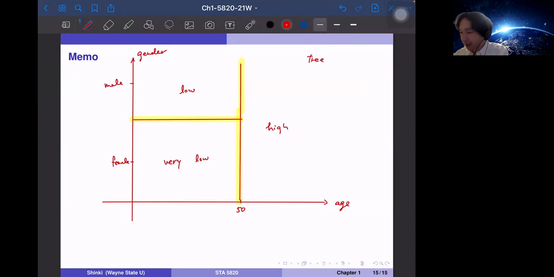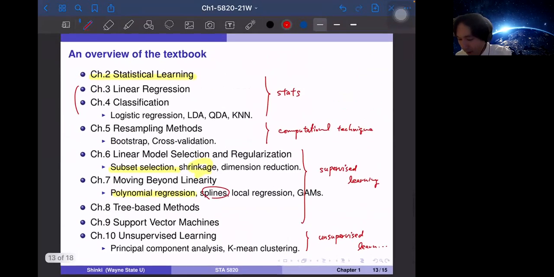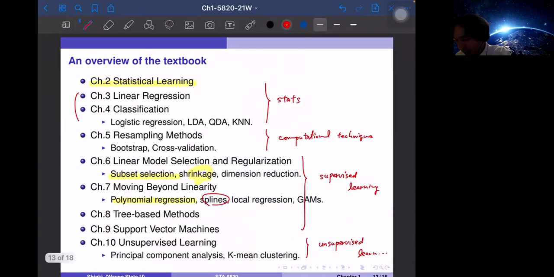At first we separate by age: age is more than 50 or less than 50. Then after that, male and female. So it's a kind of tree. So this is the tree-based method. And we study several other techniques such as support vector machines and also unsupervised learning.